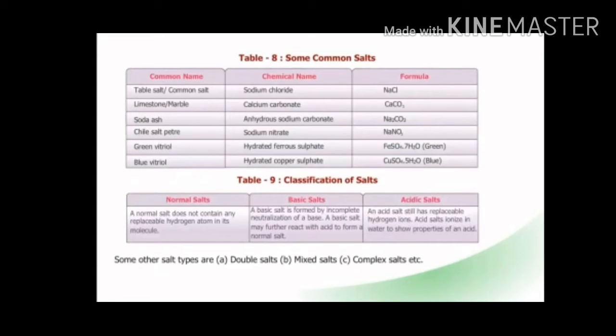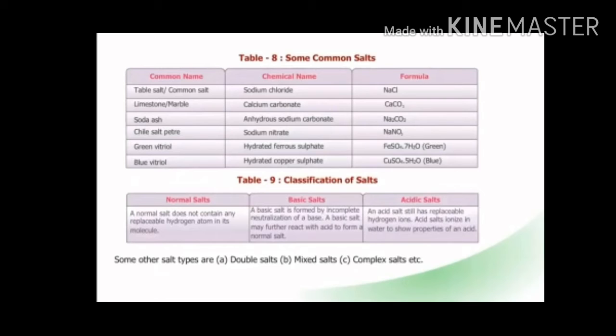So the water of crystallization gives color and particular shape of the crystals to the particular salt. Some common salts are table salt or common salt. Its chemical name is sodium chloride and its formula is NaCl. Na for sodium, Cl for chlorine. So it is NaCl. Second is limestone, marble, and chemically it is called calcium carbonate and its formula is CaCO3. Ca for calcium and CO3 for carbonate. So it is calcium carbonate.